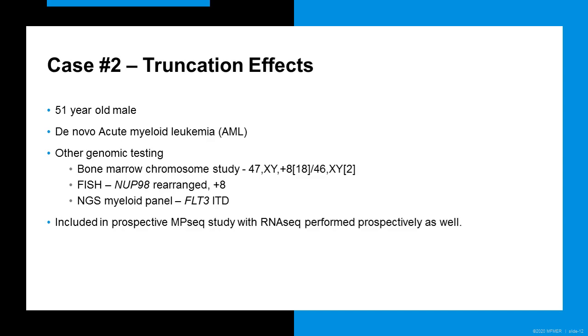And for more information on NUP98 rearrangements, I hope you are able to tune in to Dr. Shinji Shu's presentation earlier in this meeting. Our NGS myeloid panel was also able to detect a FLT3 internal tandem duplication. This sample was included in a prospective mate pair sequencing study with RNAseq performed prospectively as well. So we didn't know what we were looking for when we had run the sample on both of these methods.